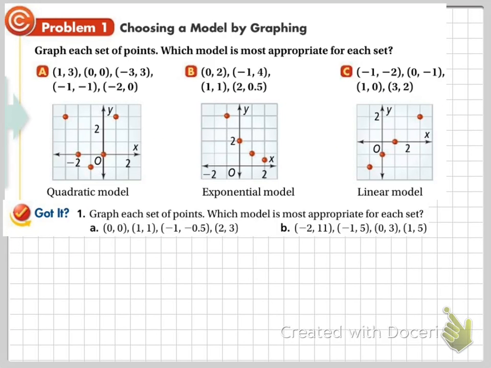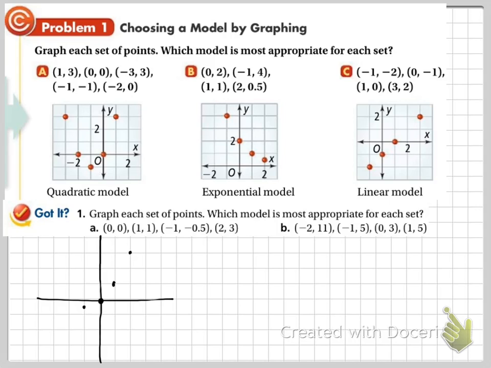So, we're going to figure out which one is the best model by graphing it. So we're going to start by looking at these points here. And I'm going to make myself a graph. And we're going to graph them. If you are not comfortable with graphing points, that's something we need to work on, okay? So 0, 0, 1, 1, -1, -1/2, and 2, 3.